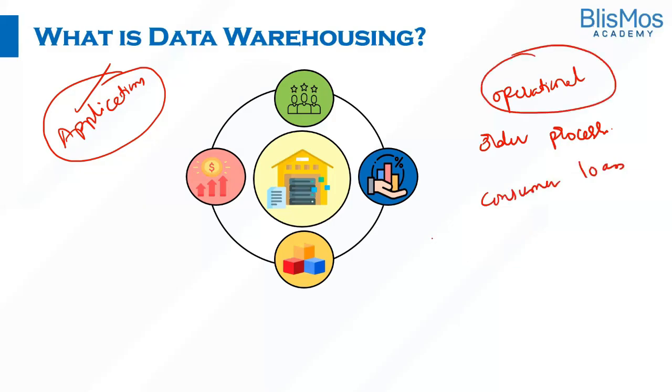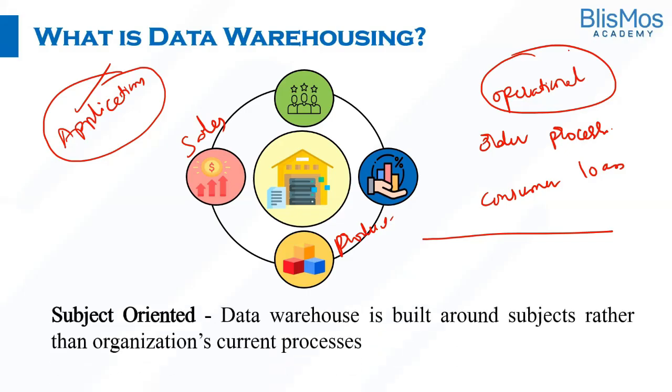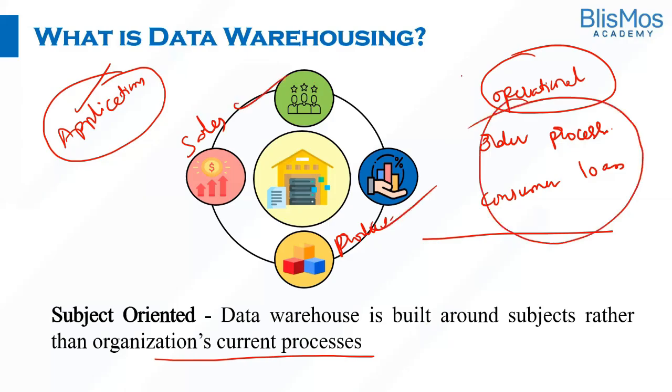On the other hand, data warehouse subjects are sales. It can be a product, right? So these are the data warehouse subjects. I hope you got the point. A data warehouse is built around the subjects rather than the organization's current processes. The subjects can be sales or product rather than operations like order processing or consumer loan, etc.